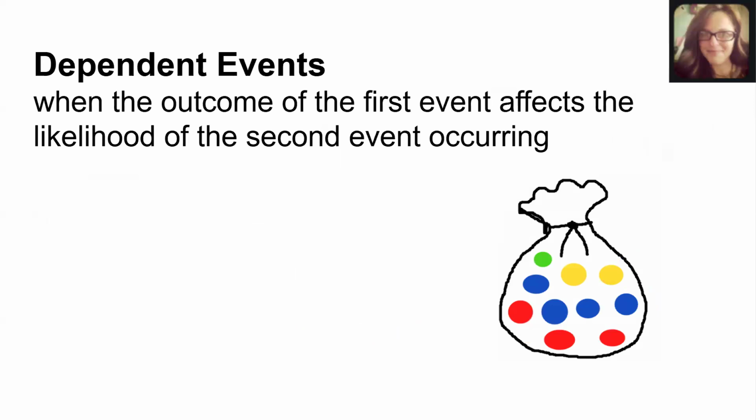Dependent events. When the outcome of the first event affects the likelihood of the second event occurring. For example, picking marbles out of a bag without replacing them. Let's take a look at an example.